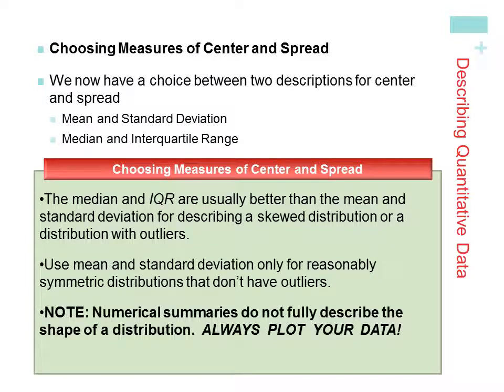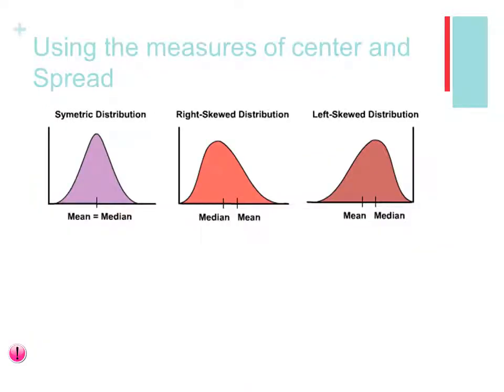Okay, just a quick note, numerical summaries do not fully describe the shape of your distribution. When we are trying to describe our distribution, you want to make sure you plot your data. All right, so we want to give a picture and a numerical summary to whoever is taking a look at our data. So here's just a quick summary of using the measures of center and spread.